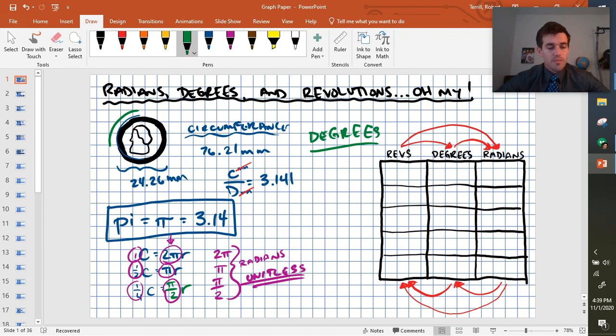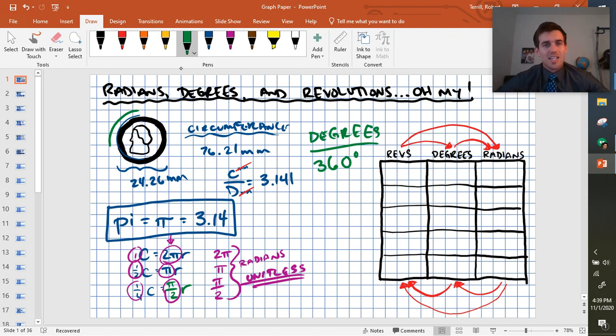But the Egyptians took it one step further and they did 6 60s for a circle to give a circle a total of 360 degrees. So 360 degrees is a circle. That's probably not a big surprise to you.